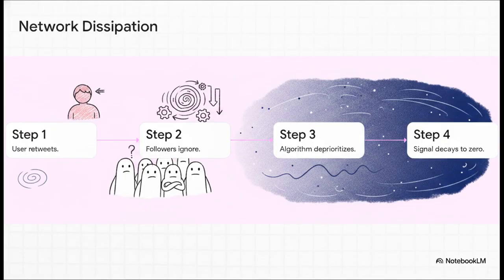Here's how natural dissipation actually absorbs tiny inputs. Step 1, the user retweets. Step 2, because it's an edge node, followers completely ignore it. Step 3, the platform's algorithm automatically deprioritizes the unengaged content. And finally, the signal decays completely to zero. Just like heat dissipating in a massive ocean, the network effortlessly swallows that tiny fluctuation. It never even reaches the broader public.